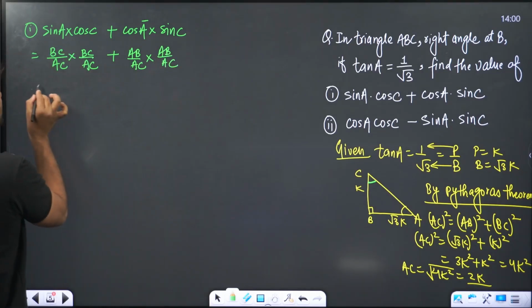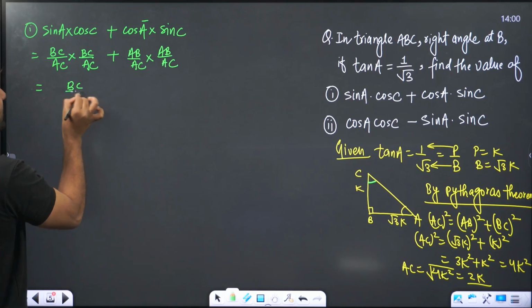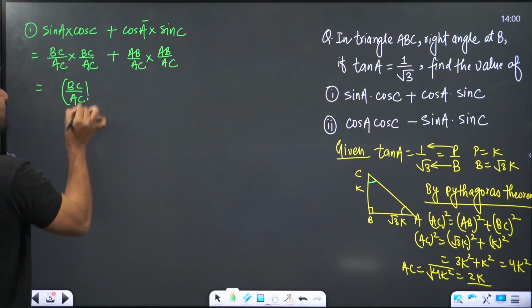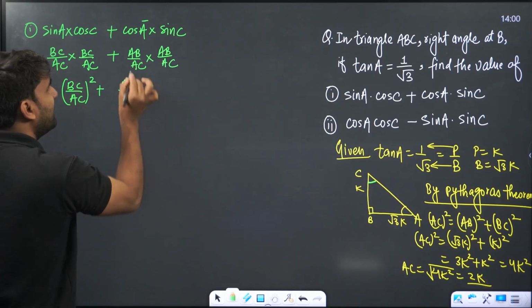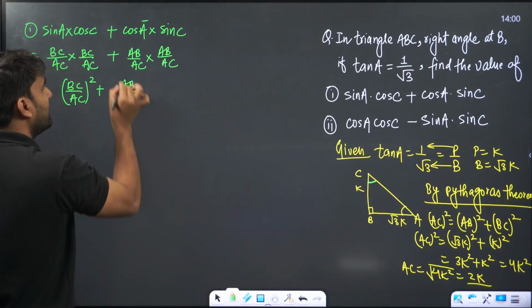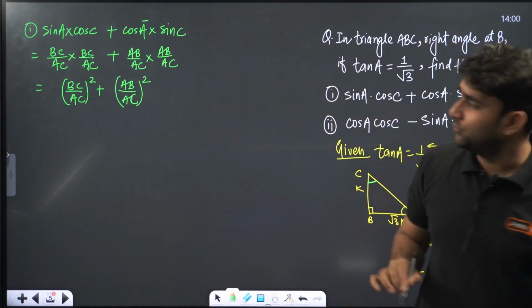Now, my dear, can you see here? BC into BC, AC into AC. So we can write BC by AC whole square, and similarly AB into AB and AC into AC. So we can write AB by AC whole square. Any problem to anyone? No problem.